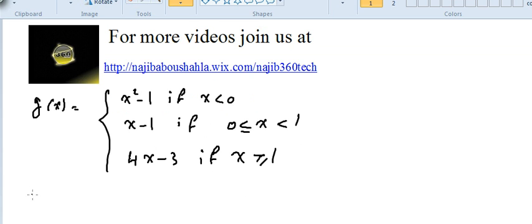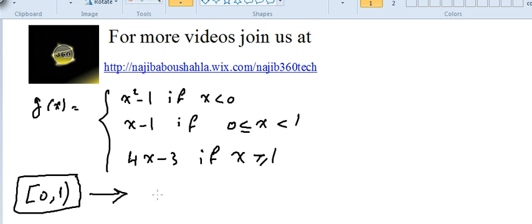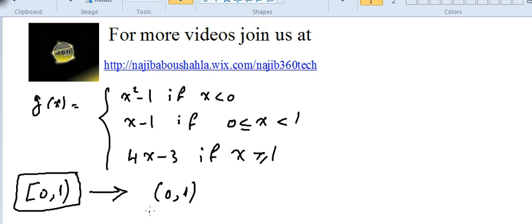Determine whether it is continuous on [0, 1). On [0, 1) we know that it should be continuous first on the open interval (0, 1), and since it's closed at 0 I have to study the continuity at 0 plus, right? Is this function continuous on the open interval? Yes, it is continuous on the open interval, since g of x is a polynomial.